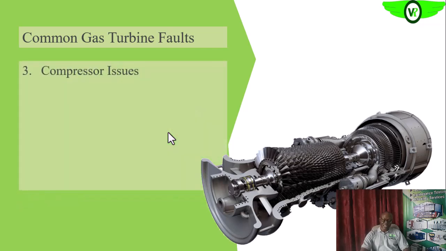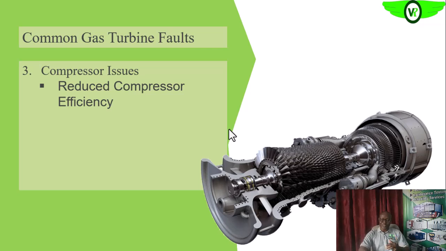So the next that we'll be looking at is the compressor issue. The compressor, remember the function of the compressor is to generate compressed air that we actually need in the combustion chamber. So what are some of the issues that are associated with the compressor during operation? Reduced compressor efficiency, that is the compressed air coming out of the compressor will not be of the right temperature or pressure. Those are the two basic things that we look at from the compressor.